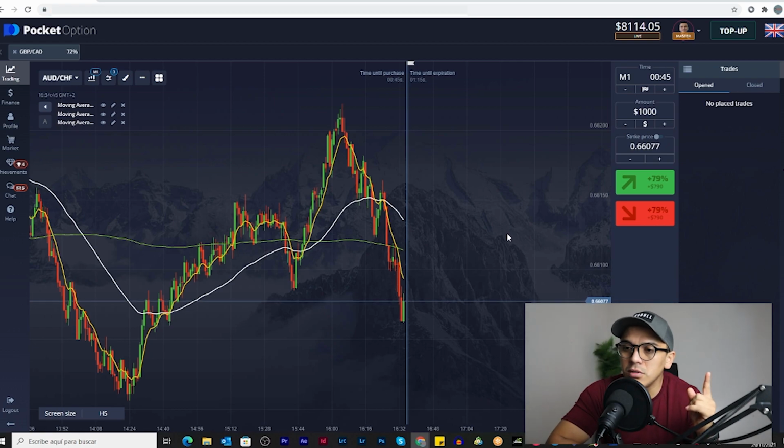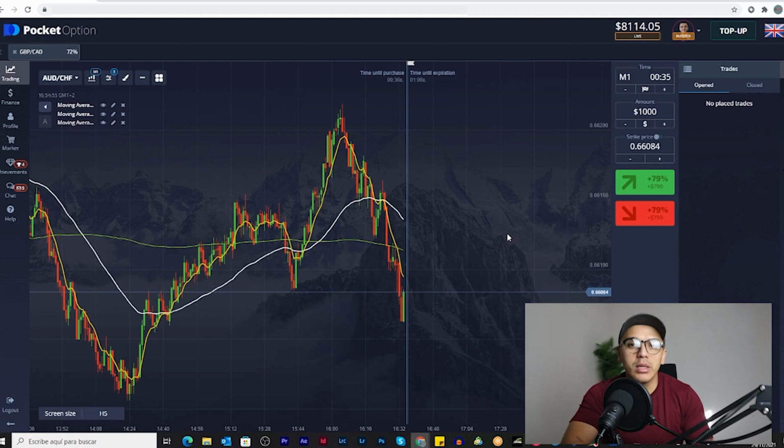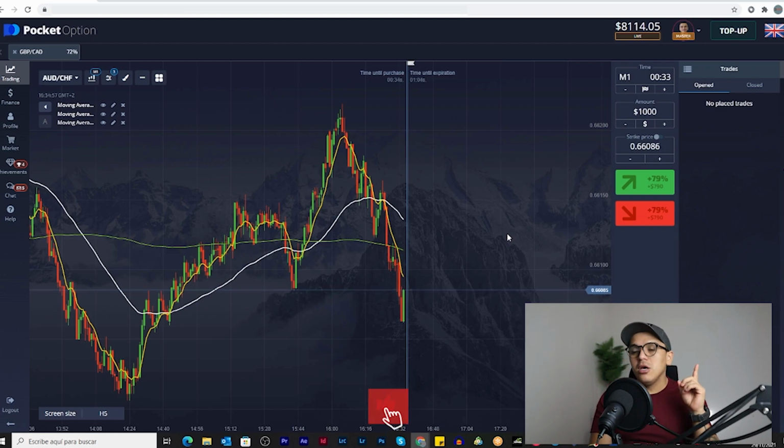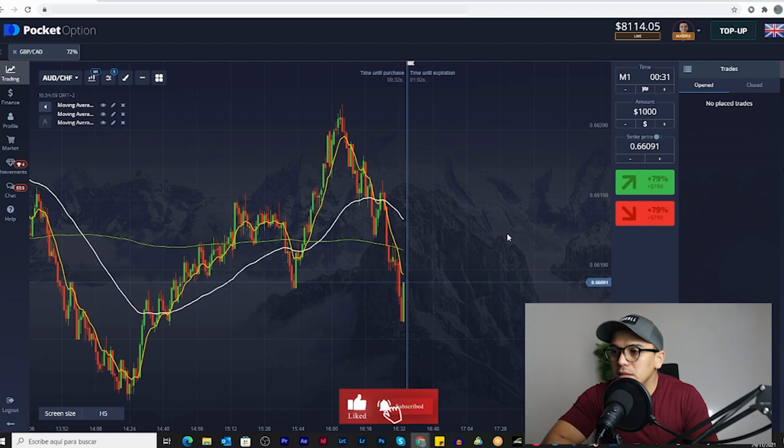And something good we need to notice here is the time to receive my money with Pocket Option, taking only 30 minutes, 1 hour maximum right now using Bitcoin, right? Using Bitcoin. It's a good process for me.